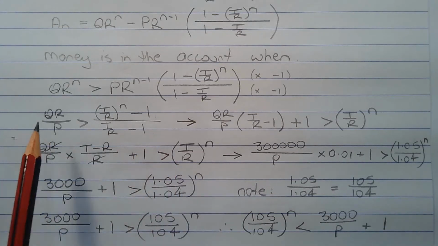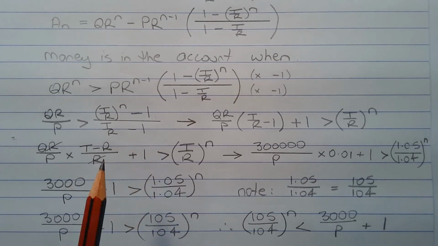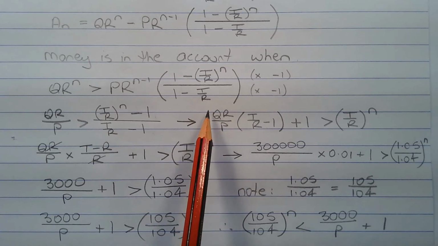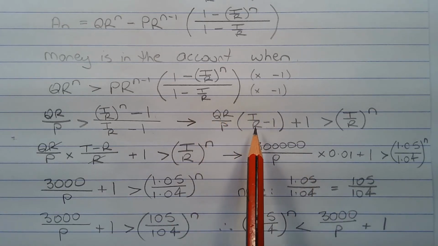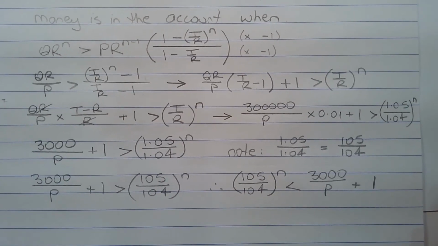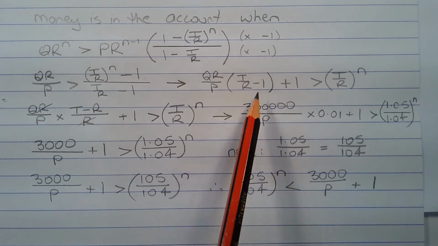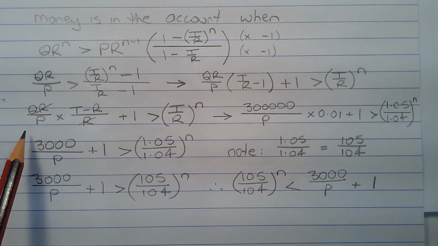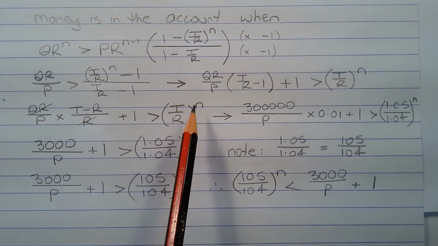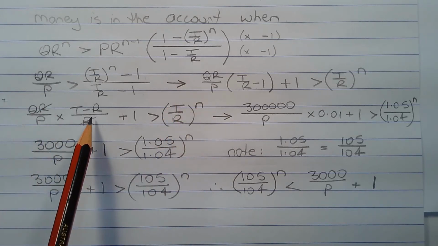And then multiplying both sides of this inequality by t over r minus 1. Now note that t is greater than r, so the denominator is positive. We get qr over p outside of t over r minus 1 plus 1 is greater than (t over r) to the power of n. So expanding the brackets and combining these two terms into a single fraction, we get qr over p times (t minus r over r) plus 1 is greater than (t over r) to the power of n. And this r here cancels with this r here.